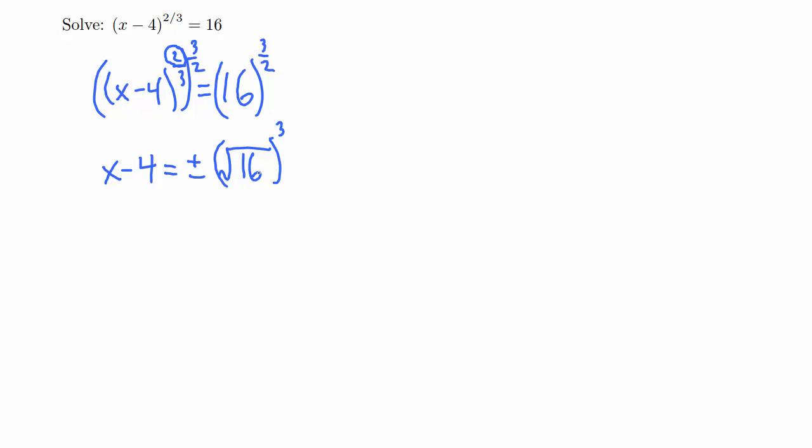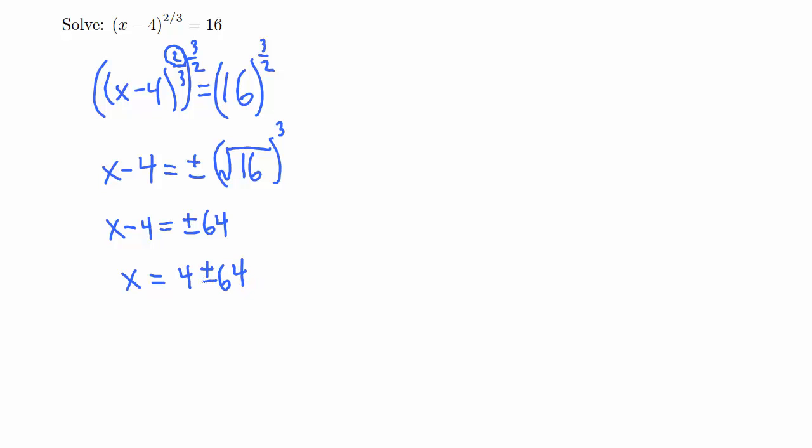because we're effectively using the square root property. Now the square root of 16 is 4, and 4 cubed is 64. So this simply means x minus 4 is equal to plus or minus 64. Notice that you can add 4 to both sides, and that's going to make that 4 plus or minus 64.